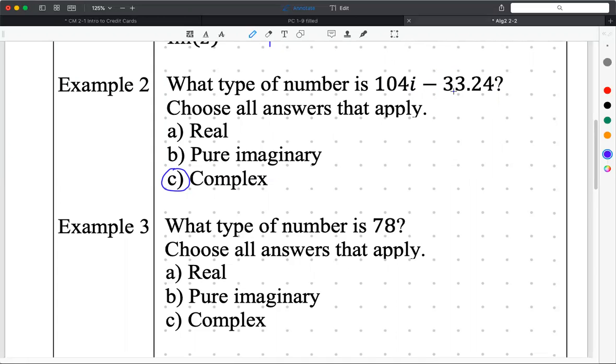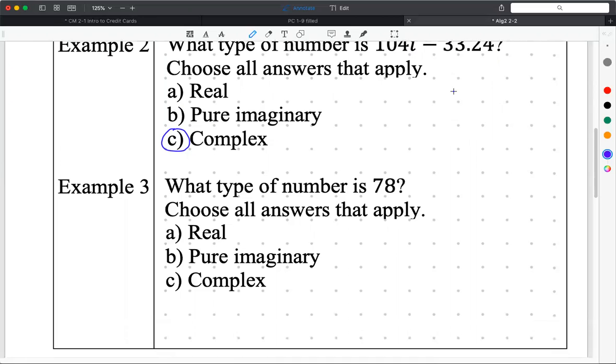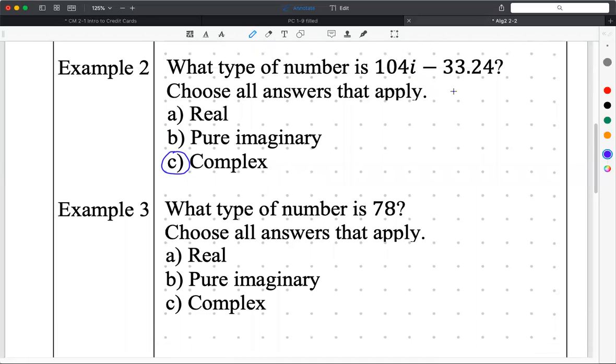Question, Andres? Are you ready for the next one? So you said that it could never be all three answers? It can never be all three, yeah. Okay.